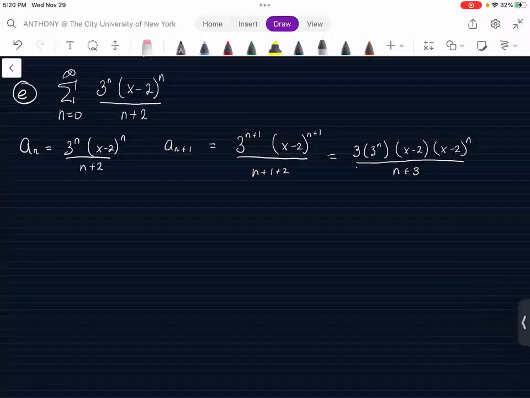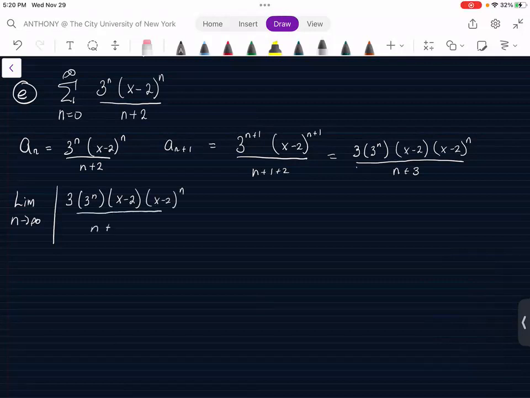Okay. So you have the limit as n approaches infinity of a_(n+1). So that was 3 times 3^n times (x minus 2) times (x minus 2)^n over n plus 3.